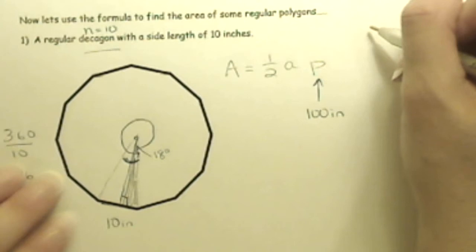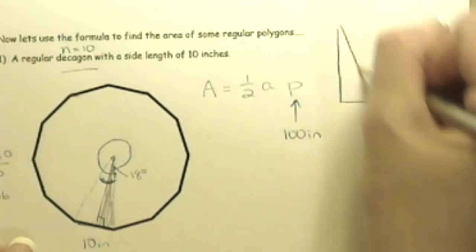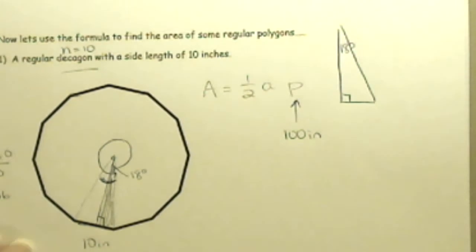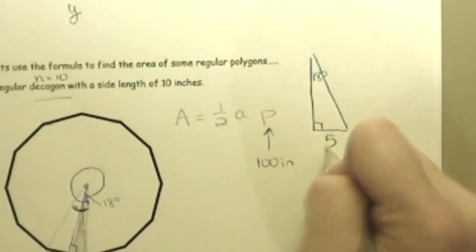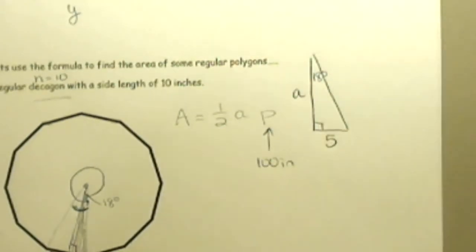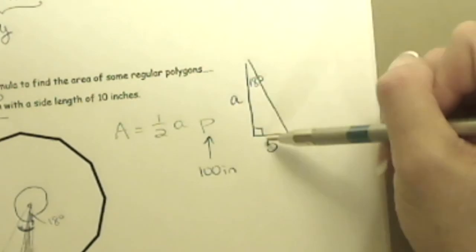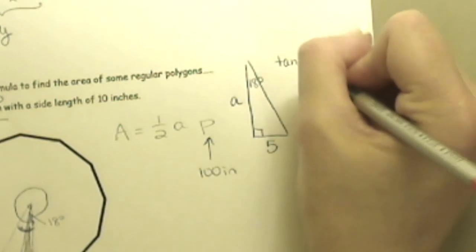Now I'm going to pull out this right triangle and draw it bigger on the side so we can work with it. Here it is, exaggerated a little, where this is 18 degrees. And this part down here is going to be 5, half of the 10. I really need that apothem, so I'm going to work to get that. 18 degrees, 5 opposite over adjacent. We're looking at tangent.